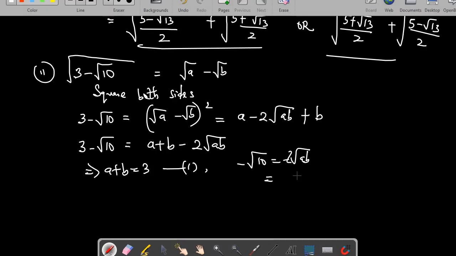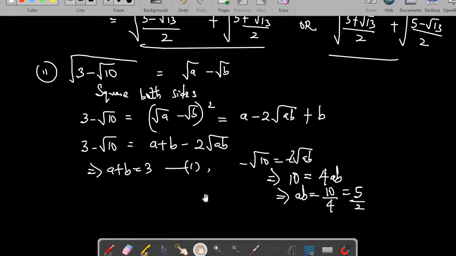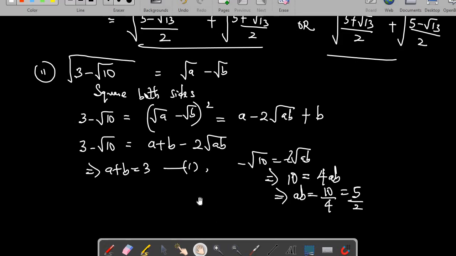So this will imply that if you square both sides, you have 10 equals 4ab. This implies that our ab is equal to 10 over 4, which is simply 5 over 2. So your ab is 5 over 2. For us to find a and b, just like we did initially, you say a equals 3 minus b, or b equals 3 minus a. Any one you want to substitute, then you put it back here.